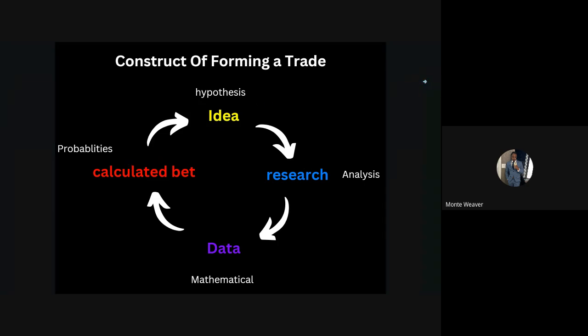So the construct of forming a trade, right? And I want you guys to understand. My goal of this presentation is to get you to understand you already know how to trade. You already know how to invest. We do it every single day, right? We trade time for money. We trade money for a service. So if you're going to get your hair cut, if you're going to get your nails done, we make trades all the time.